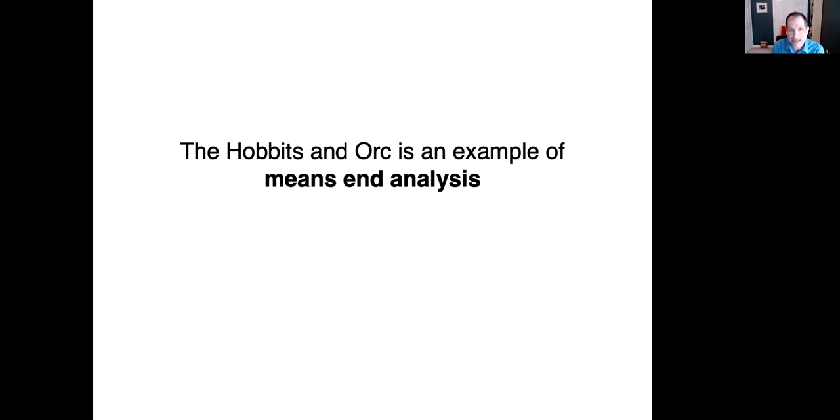I don't think you have these slides in here. This was just to remind me to say these things because I didn't have anything written on the Hobbits and Orcs problem-solving page that used the word means-end analysis. We had talked about it with the tower problem, but I just wanted to make sure I didn't forget. So you don't have these slides, but this is just a reminder to me.